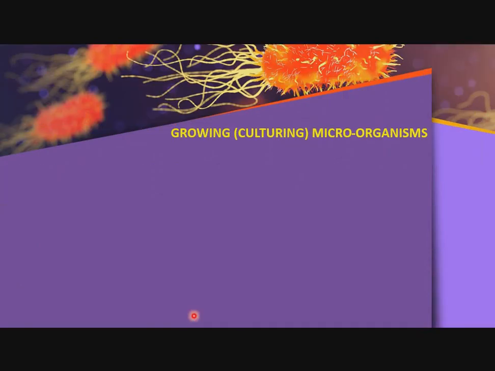Culturing or growing microorganisms. How can we grow microorganisms? Before we enter into how to grow microorganisms, the question should be, what is a culture? A culture refers to a population of microorganisms cultivated in an artificial growth medium. The artificial growth medium is a component on which microorganisms are cultured in the laboratory. We always call it culture medium.